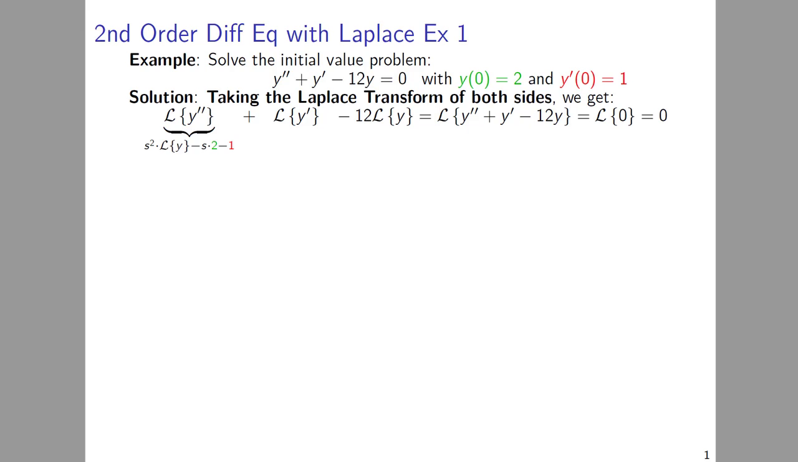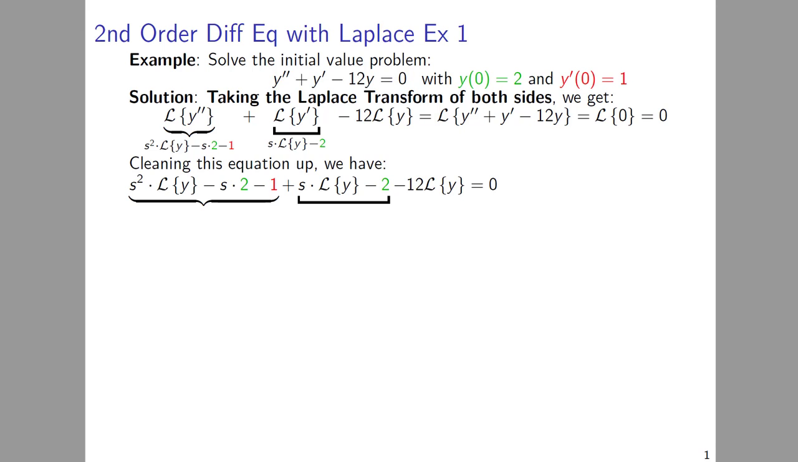But we know that the Laplace transform of y double prime is s squared times the Laplace transform of y minus s times y at 0, which is 2 here, minus y prime at 0, which is 1. And the Laplace transform of y prime is s times the Laplace transform of y minus 2. Cleaning this equation up a bit, on the left-hand side we have s squared times the Laplace transform of y minus s times 2 minus 1 plus s times the Laplace transform of y minus 2 minus 12 times the Laplace transform of y, all equal to 0.